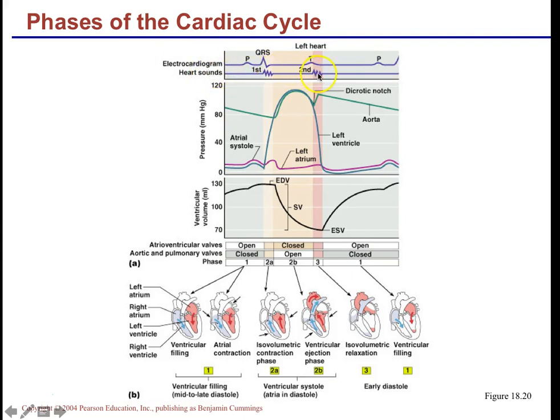This is showing you your lub-dub, your heart sounds, which is caused by the valves snapping shut. This is showing you what is happening as far as the pressure that is in the chambers of the heart. This is showing you the ventricular cardiac cycle, especially the very end, where you have the end diastolic volume, then you have the stroke volume, the amount of blood that's forced out of the heart when it contracts.